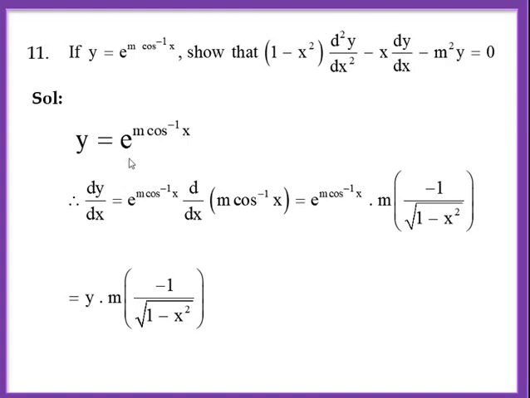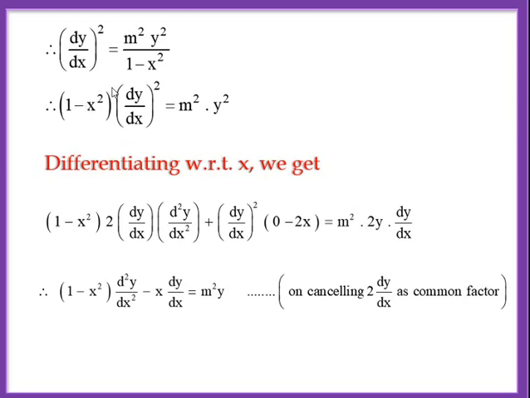What is dy dx? Derivative of e raised to is e raised to into derivative of index m into what is derivative of cos inverse x? Minus 1 upon root 1 minus x square. Now e raised to m cos inverse x can be replaced by y. So dy dx is y into m into minus 1 upon root 1 minus x square. Square both the sides. So square of dy dx is m square y square upon 1 minus x square. Cross multiply. See, before you differentiate second time, you have to rearrange the terms.